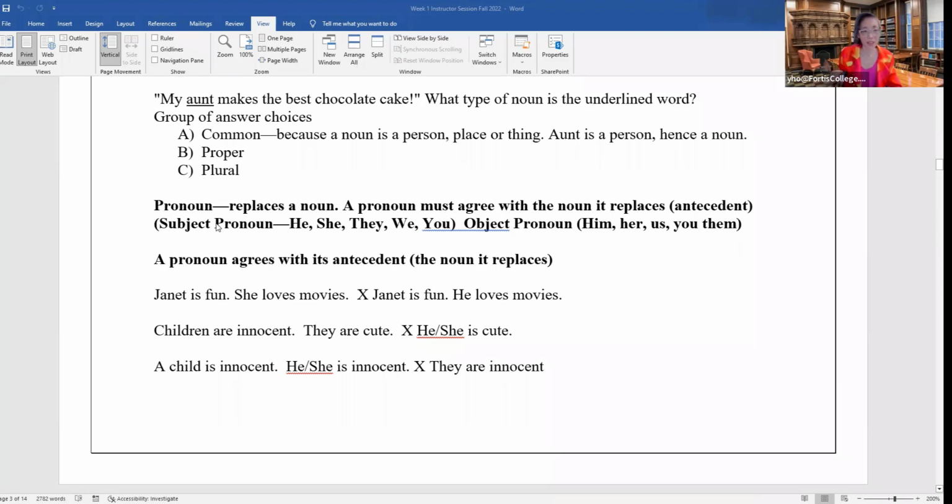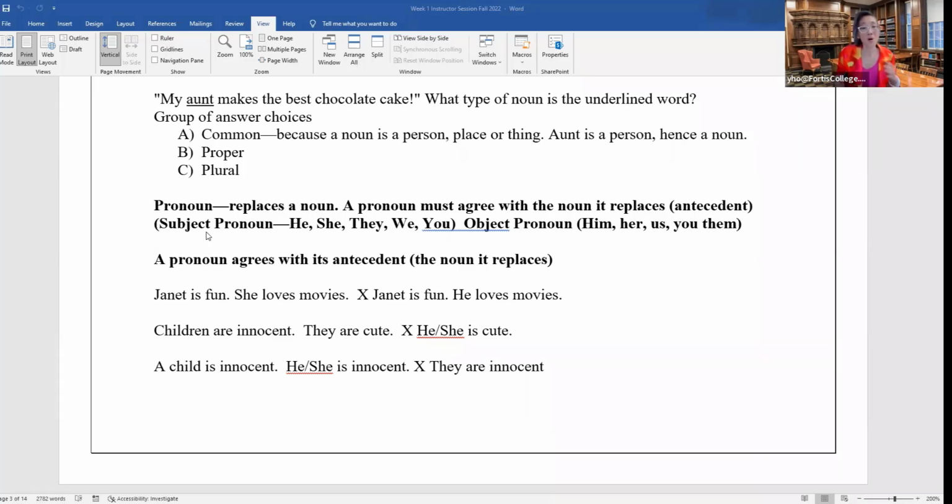Another kind of noun is a pronoun. A pronoun replaces a noun. A pronoun must agree with the noun it replaces. And the noun it replaces is the antecedent. And there are two kinds of pronouns. You've got the subject pronouns that come before the verb, and you've got the object pronouns that come after the verb. So subject pronouns: he, she, they, we, you. Object pronouns, that come after the verb: him, her, us, you, them.